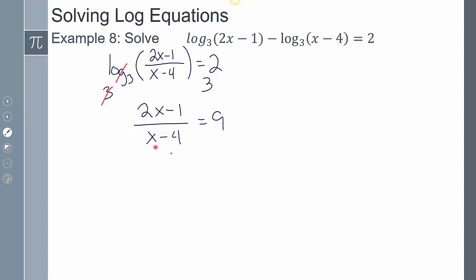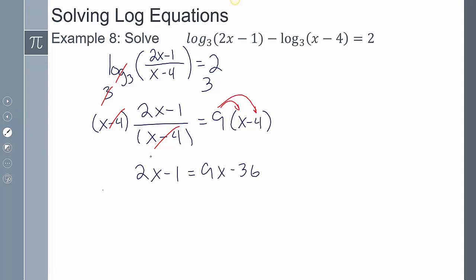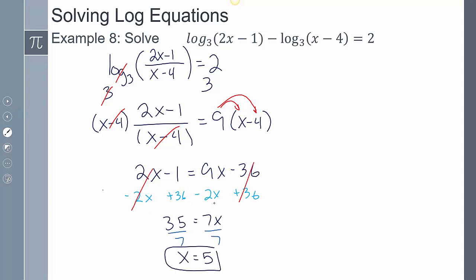So now getting x out of the denominator, I multiply both sides by x minus 4. So the x minus 4 and the x minus 4 cancel out, and so I'm going to be left with 2x minus 1, distribute that 9 through, and so I get 9x minus 36. Now I'm just solving for x. Add 36 to both sides, subtract 2x, divide by 7, and so I get x equals 5.